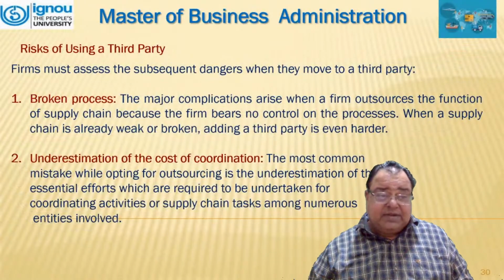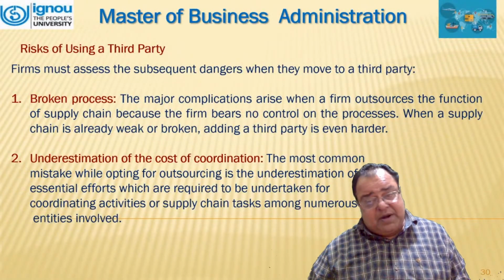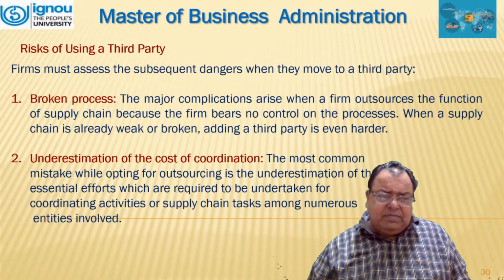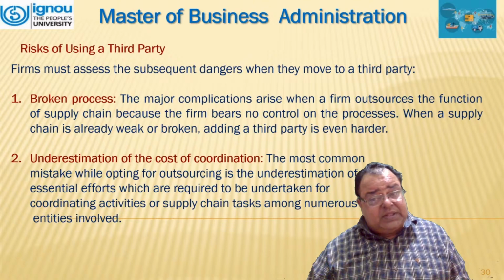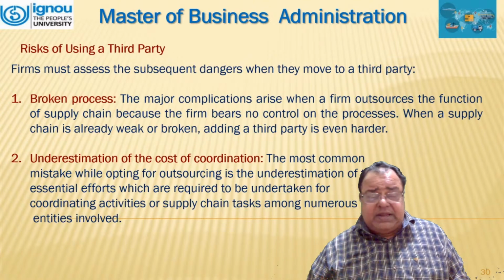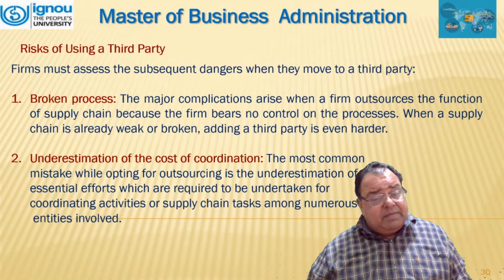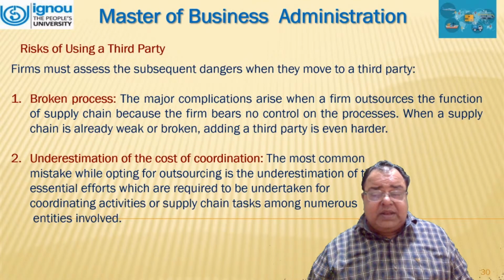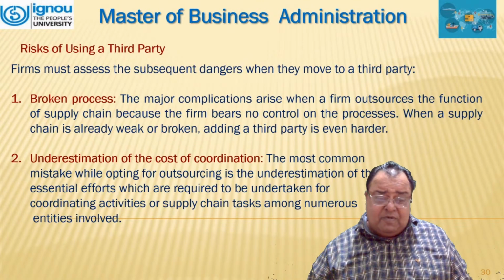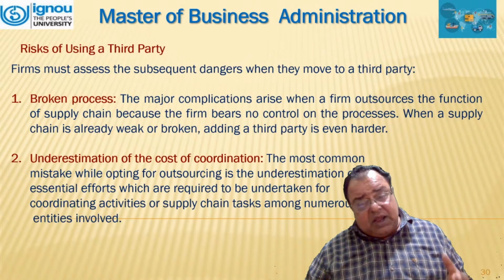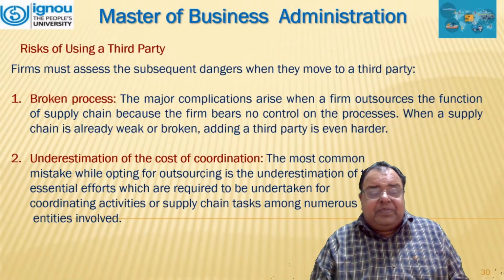What is the risk of using a third party? Firms must assess the subsequent dangers when they move to a third party. The first one is broken process. The major complication arises when a firm outsources the function of supply chain because the firm bears no control on the processes. When a supply chain is already weak or broken, adding a third party makes it even harder.